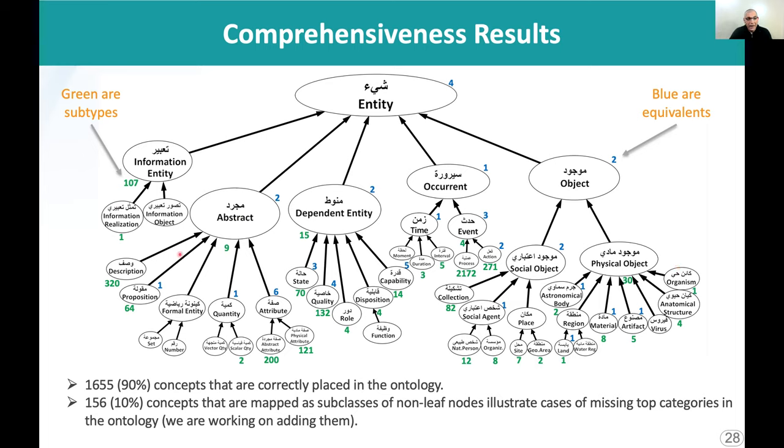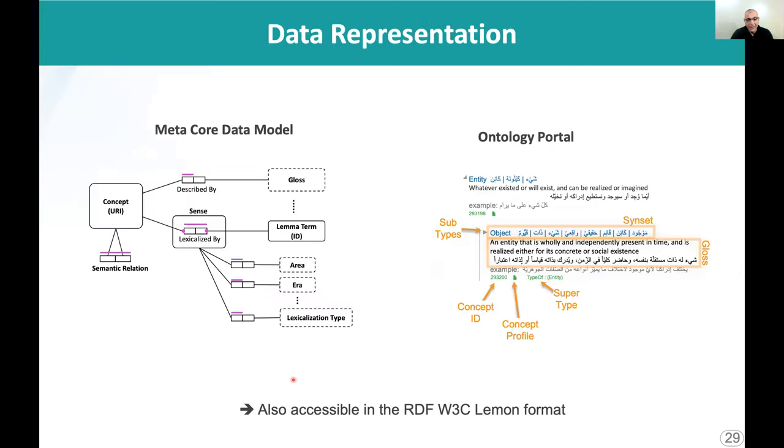Forget the blue numbers because they are equivalents, which means we have them. For the green numbers, if all of them are at the leaf nodes, then it would be perfect. Otherwise, if not under the leaf nodes, it means that some revision is needed. In total, about 90% of the concepts we used in the experiment are correctly placed in the ontology, and 10% are not, which means we need to work on revising some of the limits.